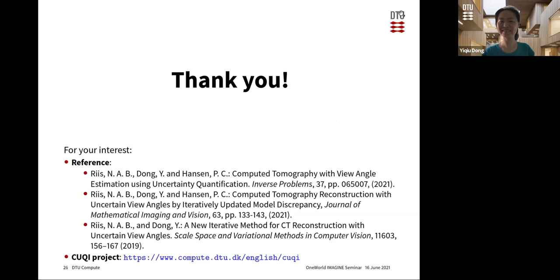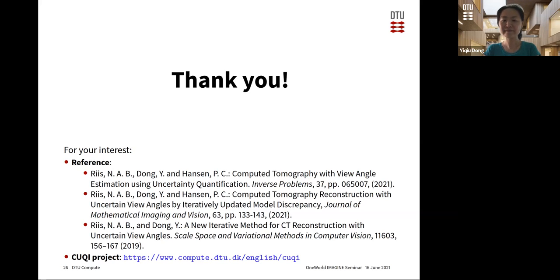Okay, thank you, Yiqi. So now is the question and answer session. If you have a question, you can either use the raise hand button and then I will unmute you and you can ask Yiqi directly, or you can type your question in the chat box. Any questions?